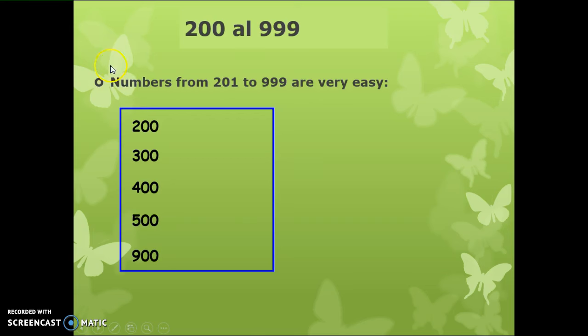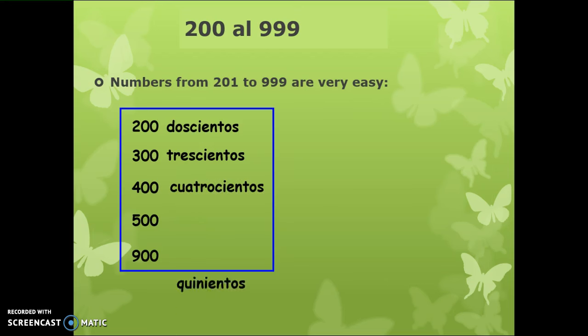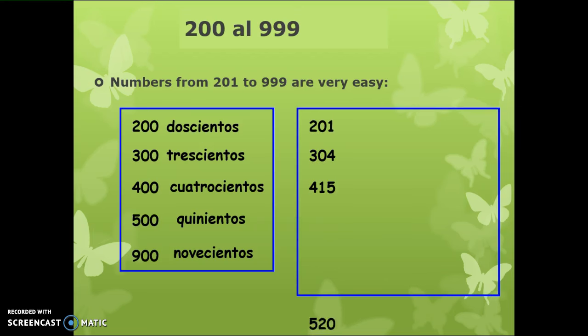Okay. So the numbers from 201 to 999 are very easy. Again, looking at 200, it's 200, 300, 400, 500, and so on up to 900. Okay, the trick here is, let's look at some examples. So you just take 200. If your number is 201, it's two hundreds and one, except we're not putting "and."